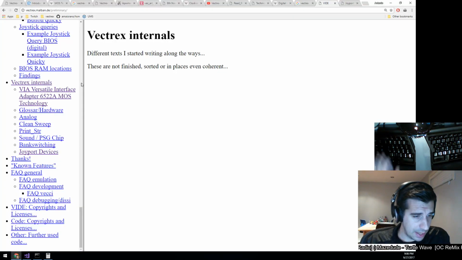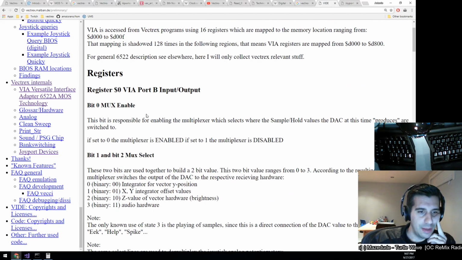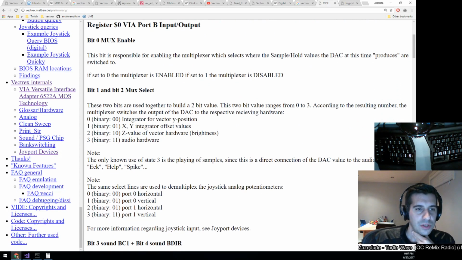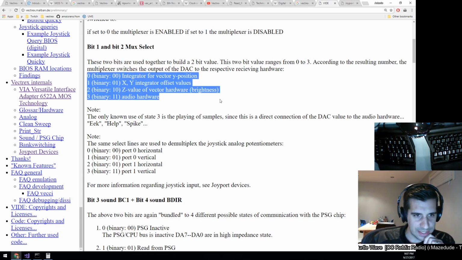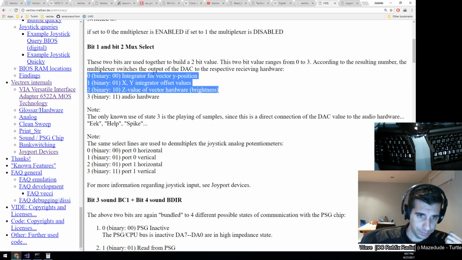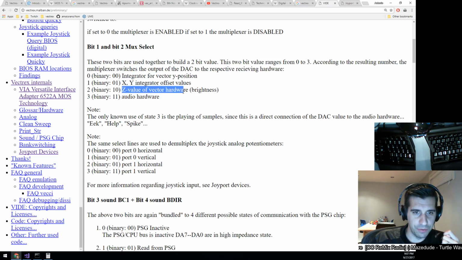So yeah, he has some really cool docs here. In fact, I started reading it, even stuff I'd already implemented, and there were some really interesting and important details that I read about. So stuff I already knew about, this is no surprise here. One thing I did see here, like interesting bits, he talks about the 4 mux states for rendering. Well, we use the 3 here: integrator for vector Y, XY integrator offset, and Z value, the brightness.